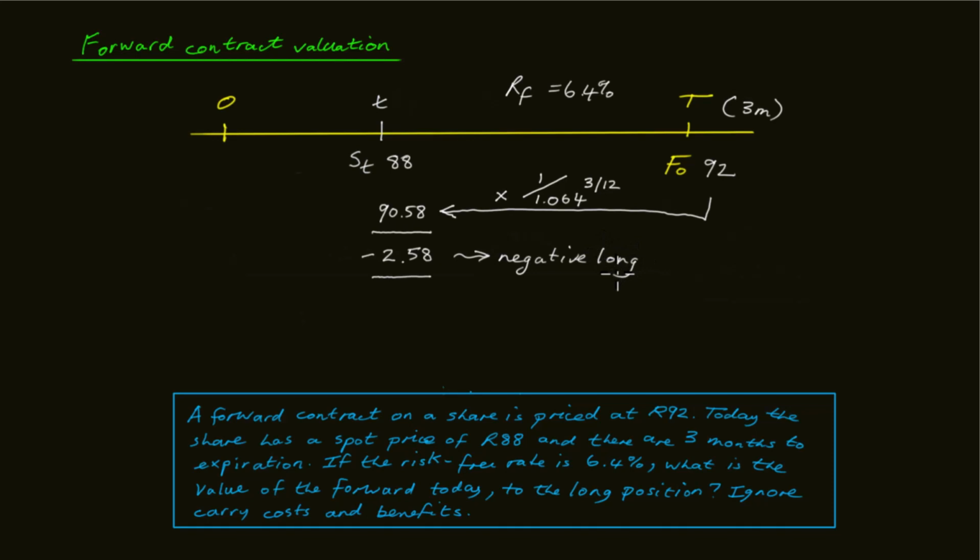Alternatively, we could look at it a little bit more logically and say that the long will gain when prices go up and lose when prices go down. And the present value of the existing forward price of 92 is an implied spot price of 90.58. However, in the spot market, the actual price is 88. So it is lower than the present value of that forward price, and therefore the long has made a loss, and the value of the contract is minus 2.58 Rand per share negative to the long.